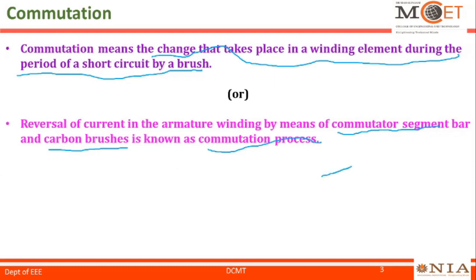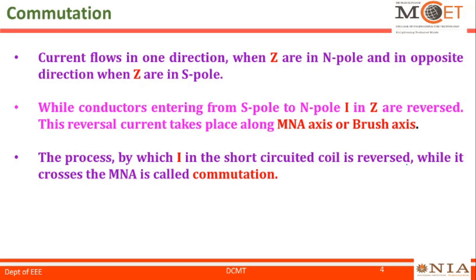In a DC generator, when armature conductors are under the influence of the north pole, they carry current in one direction, say a departing current. The same conductor, coming under the influence of the south pole, carries current in the opposite direction, which you can call an approaching current. So current flows in one direction when armature conductors are under the influence of the north pole, and in the opposite direction when they are under the influence of the south pole.